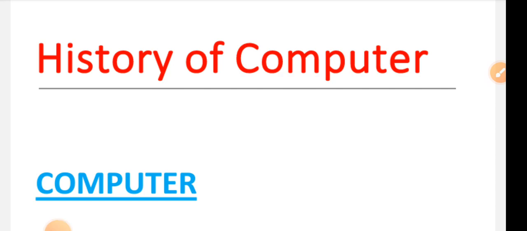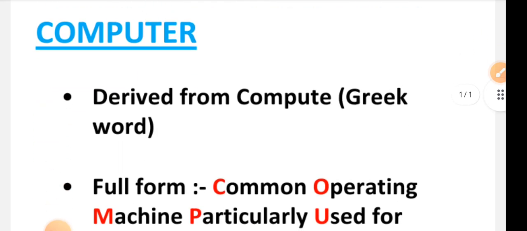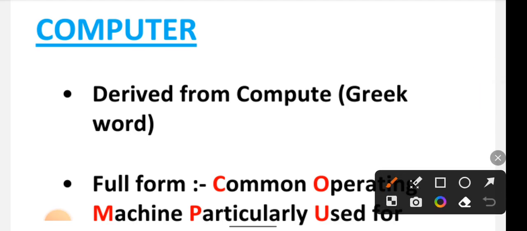So students, as you all know very well, we were discussing the computer fundamentals series. In this series we have discussed the number system, and today we are going to discuss the history of the computer. First of all, we will discuss some of the basics about the computer: what is the computer and what is the history of the computer.